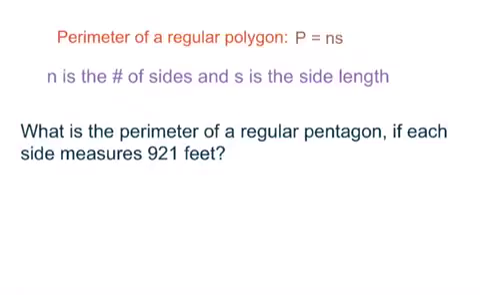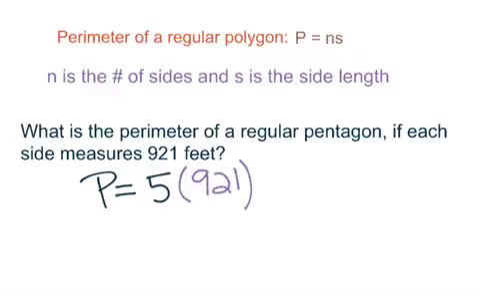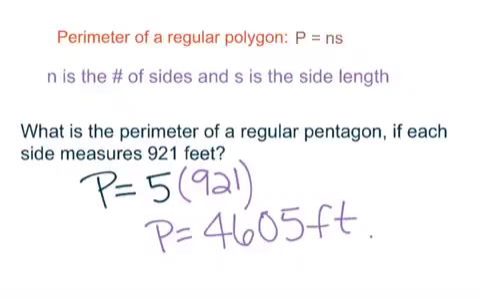So we're going to set it up like this, where perimeter equals n times s. Our number of sides is 5, because that's what a pentagon is. And then the side length is going to be 921. So the perimeter would be 4,605 feet. Okay, that's it. So the side length is not all of the sides combined, just one side length. So number of sides times one side length.